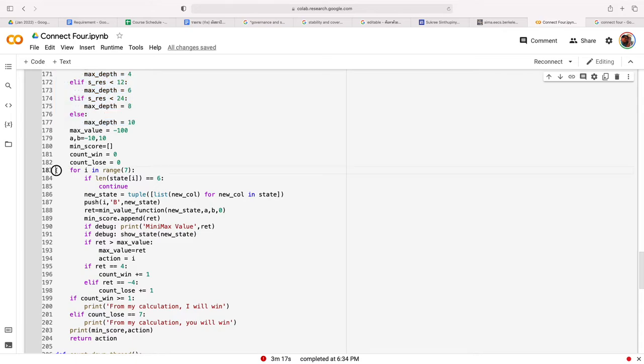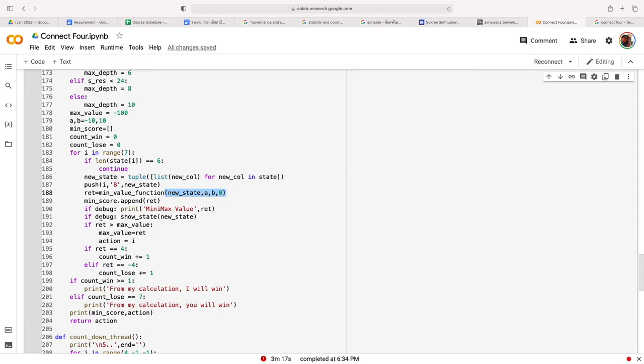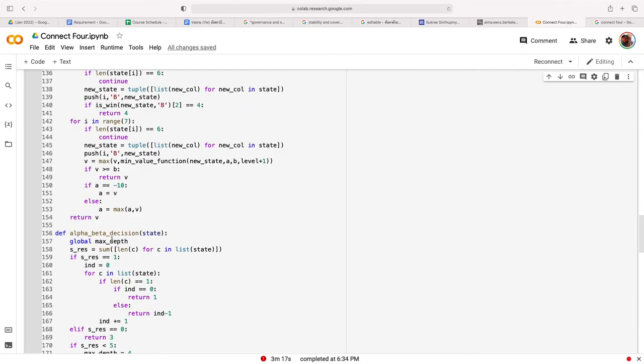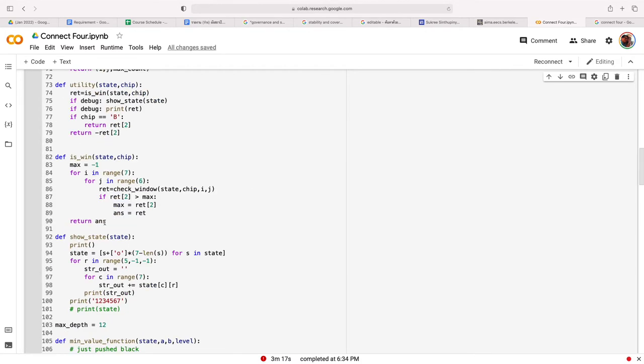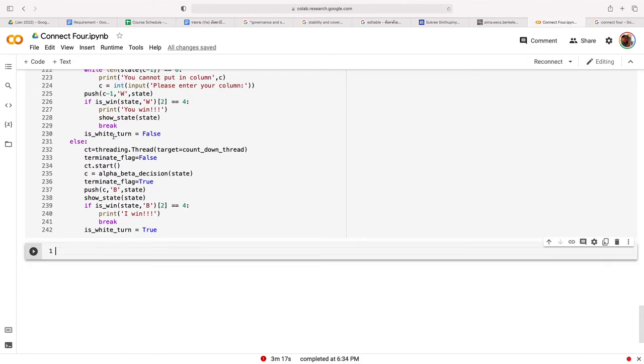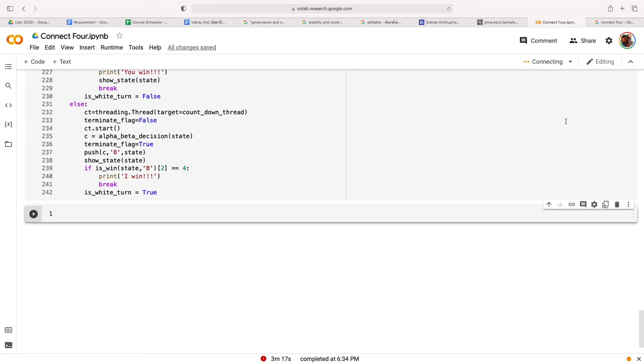And then I have to iterate through all columns and check what happens if we push the value to that column, try to find the min and send the alpha and beta here. And if this is debug, you can set this flag and just show the values. So this is the code, and I think you can understand it by reading it, but it's very, very complicated. Okay, so let's try.